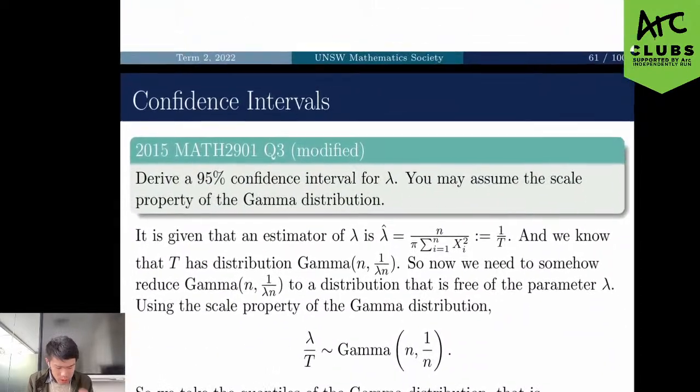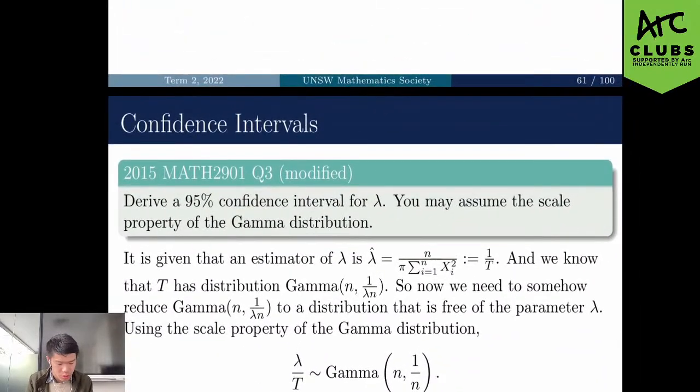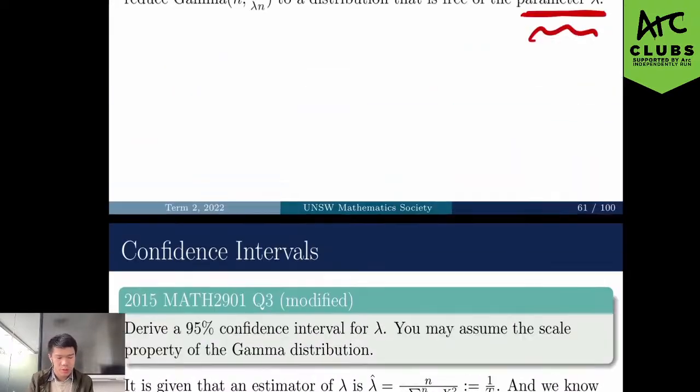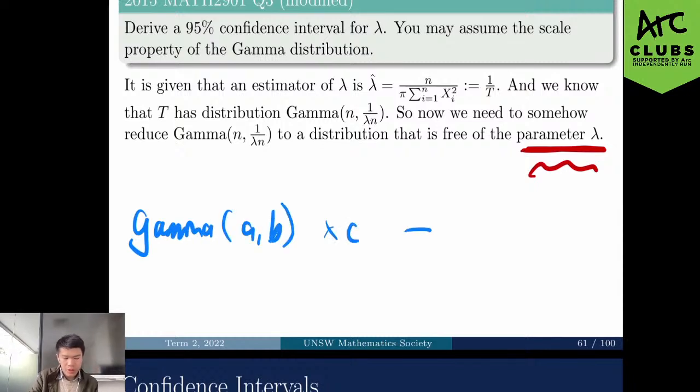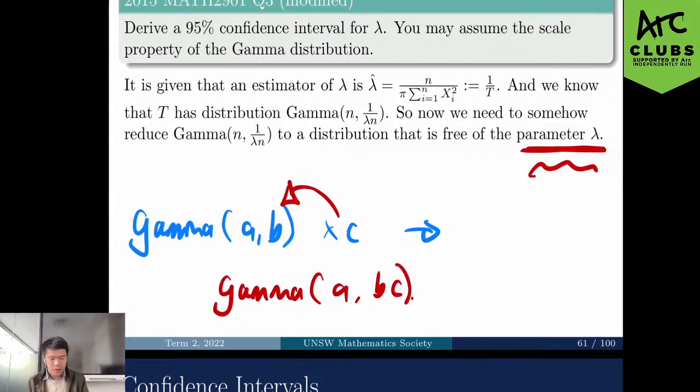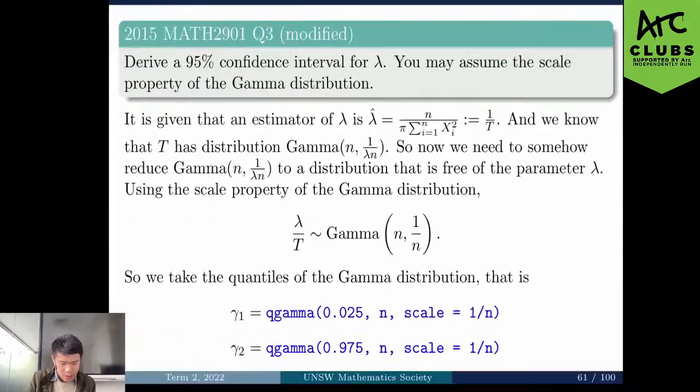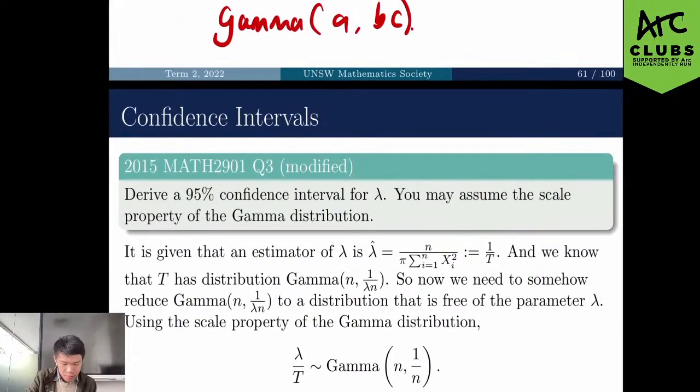Using the scale property of the gamma distribution, we can multiply through by lambda. The scale property says that if we have gamma A, B and we multiply it by c, then the c comes inside to the second parameter. So if we want to get rid of lambda, we can multiply through by lambda, and that cancels out on the bottom. Then lambda T is gamma n, 1 on n distributed.